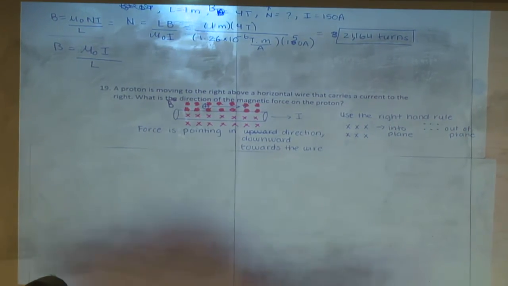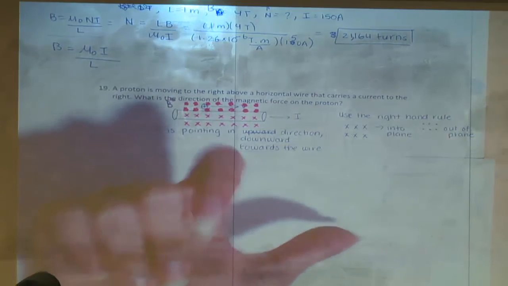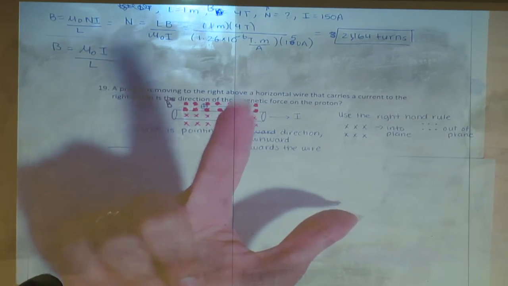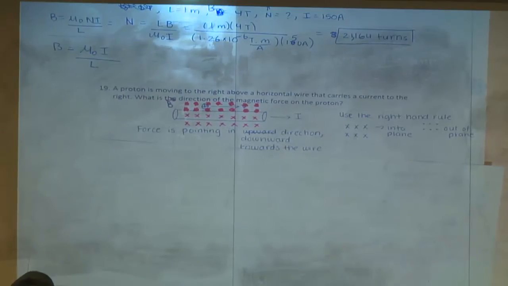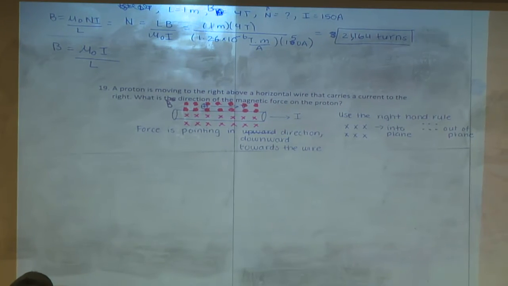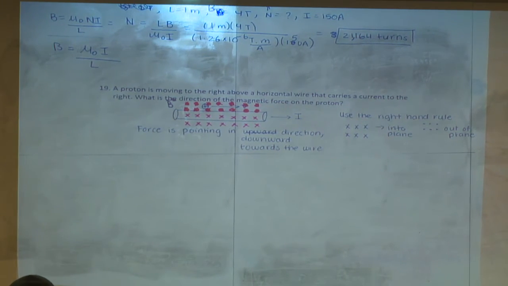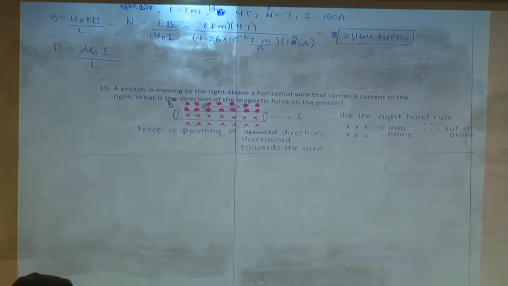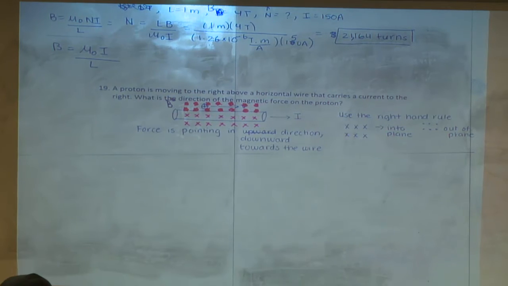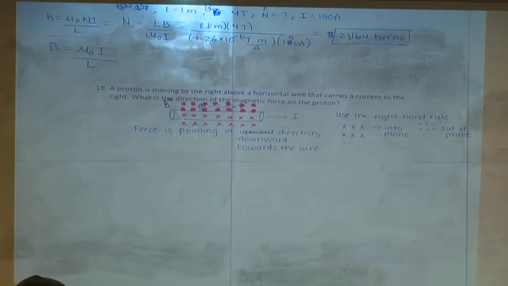Okay, so our current is in this direction, and our magnetic field is pointing right out at you. So it's going to be like this. Then the magnetic force is going to be coming right towards the wire, so it's facing downwards. Does that make sense? No, we have to find the magnetic force, so we have to use the second one. Does that make sense? Okay.